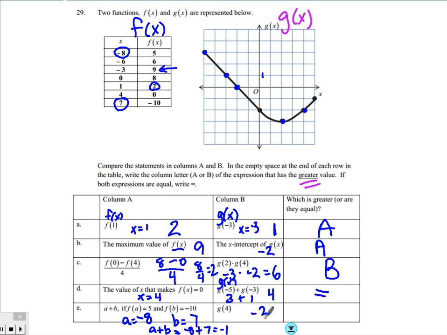is negative 1. So compare, be careful. I might even draw a little number line. This is 0, negative 1, negative 2, to prove to myself that negative 1 really is larger than negative 2. So here column A is greater. Alright, I know that was a tricky one. So if you need extra help with that, go and see your teacher.